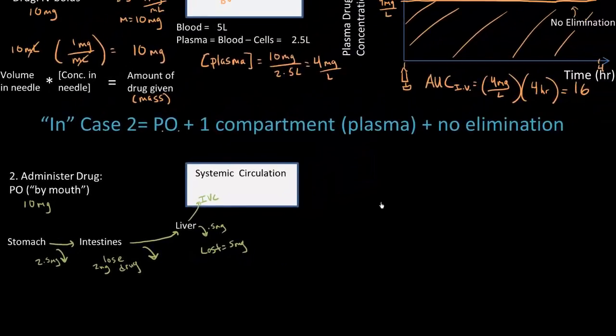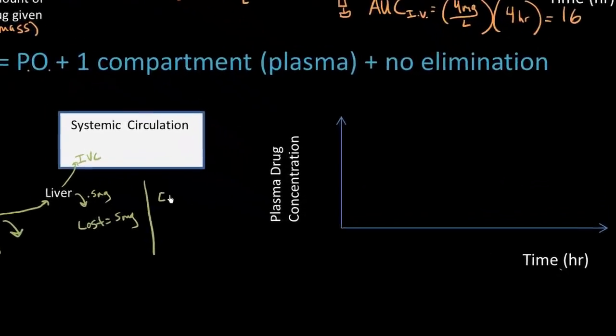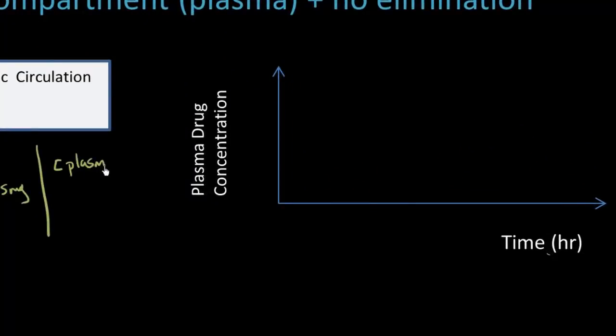So now let's draw a graph. And we're going to put plasma drug concentration on the y-axis like we did in the past, and we're going to put the time on the x-axis. So if I lost 5 milligrams and I started with 10, how much do I have left? 5. So now my plasma drug concentration is just the 5 milligrams remaining, and the plasma volume is 2.5 liters, and so this concentration is equal to 2 milligrams per liter.